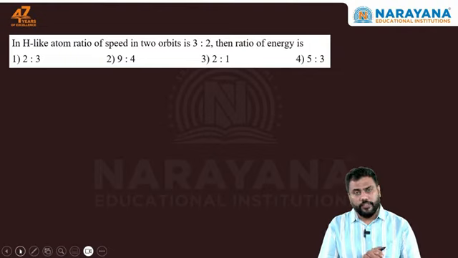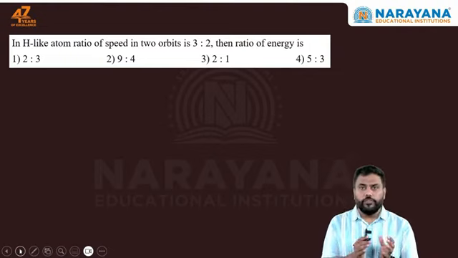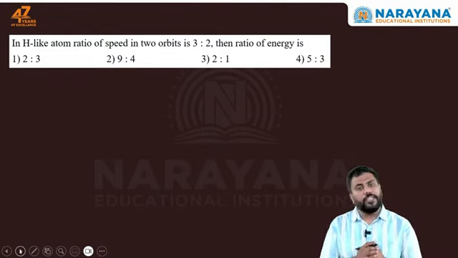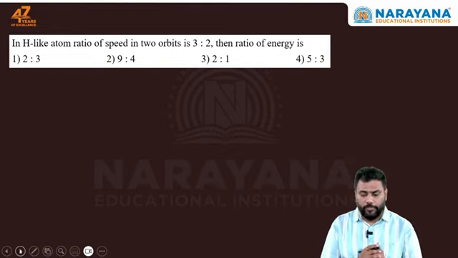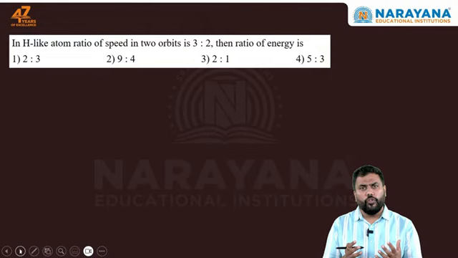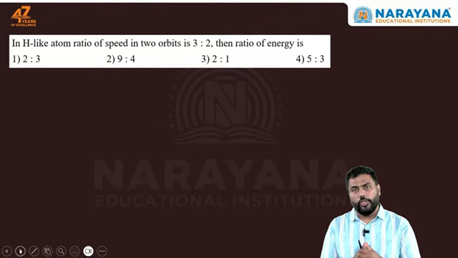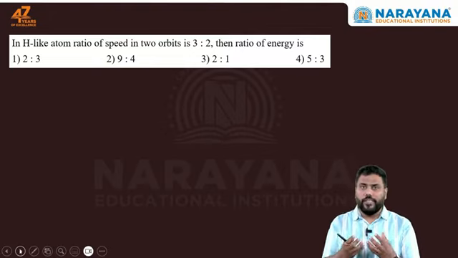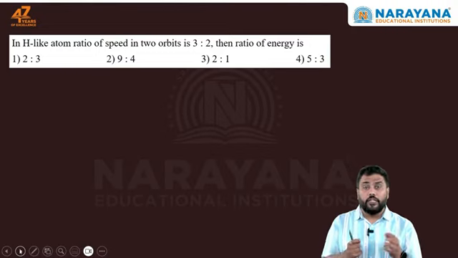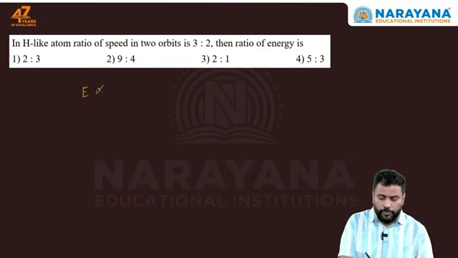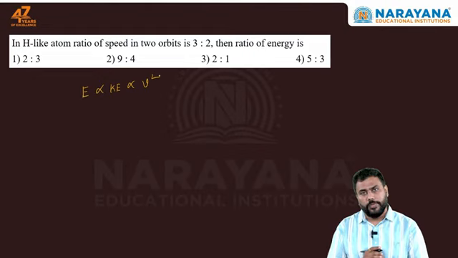Next question is again a very easy question if we approach it with very basic ideas. For a hydrogen-like atom, the ratio of speed in two orbits is 3:2. They are asking for the energy ratio. We know the total energy of an electron in an atom is the sum of its kinetic energy and potential energy. For a nucleus having Coulombic attraction force, the kinetic energy and potential energy are proportional. So the total energy is proportional to kinetic energy, and kinetic energy is proportional to the speed square of the particle. It is half mv square.